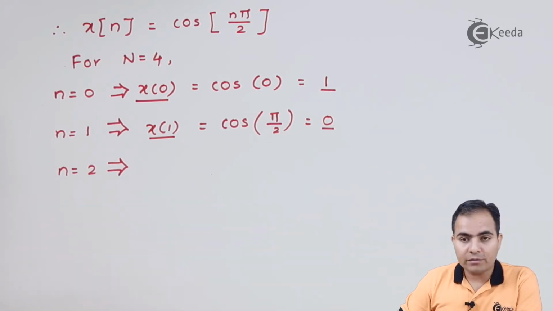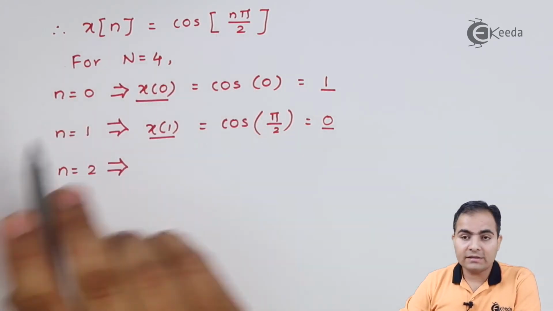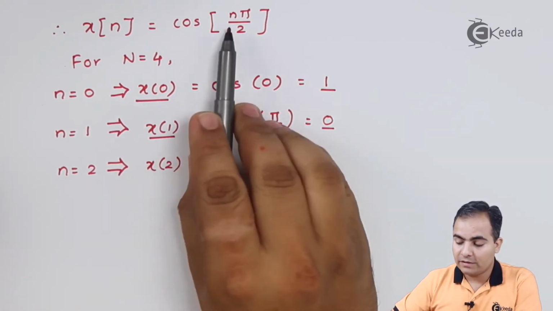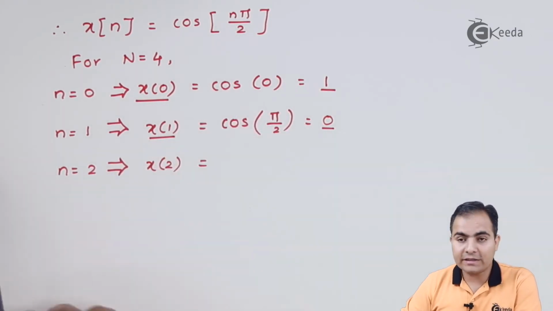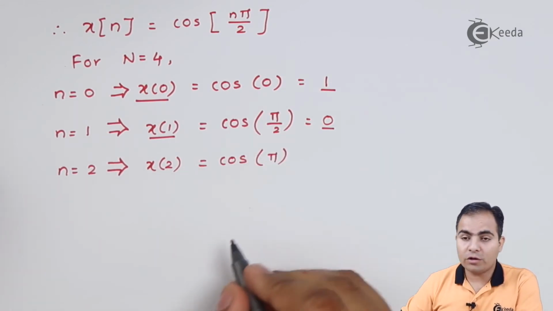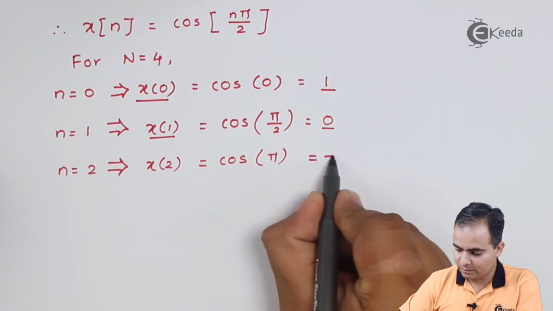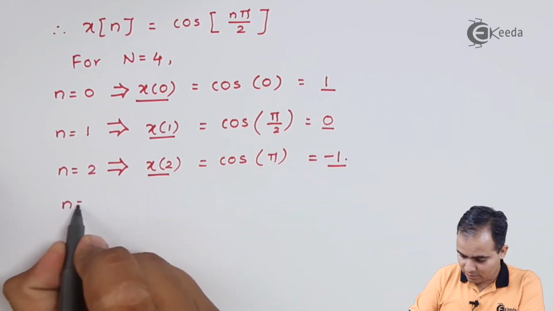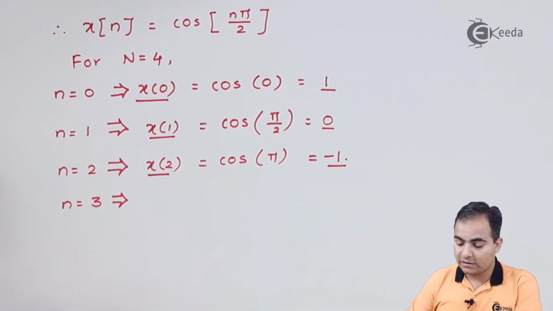Now we will substitute n equals 2. So this n and this n are replaced by 2. Now this n is replaced by 2, so the 2 gets cancelled, and we have only cos of pi, and cos pi is always minus 1. So my x of 2 sequence value is minus 1. Now the next, that is the last sample value, is n equals 3, so all these n will be replaced by 3.